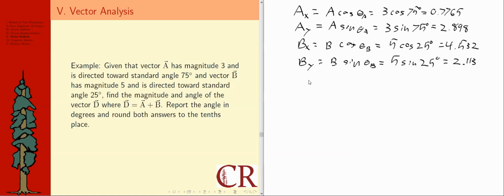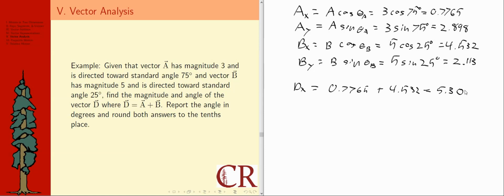So now if I want to say, okay, what is D sub x going to be? Since I have A sub x and B sub x and I know that D is equal to A plus B, I'm just going to add up those two numbers. So in this case, I'm going to add 0.7765 that I have there, that's for the A sub x, plus the 4.532. And when I did this myself before doing this video, I didn't round off quite as much, and the result that I have written down for this is going to round off to, so there may be some round off error in this, but I'm not going to worry about it too much.